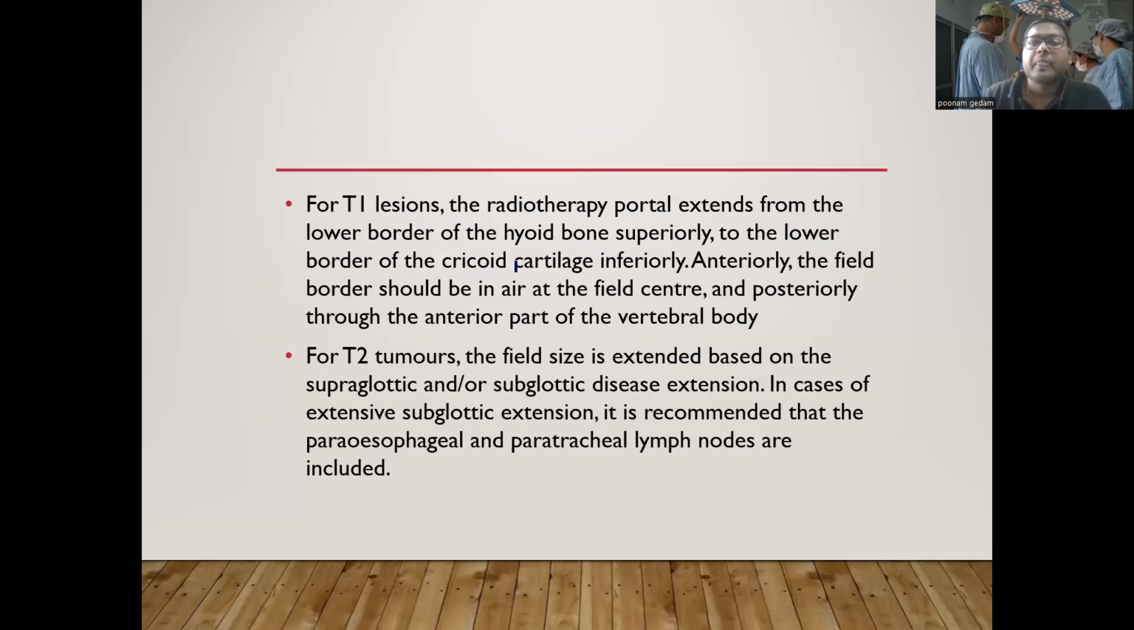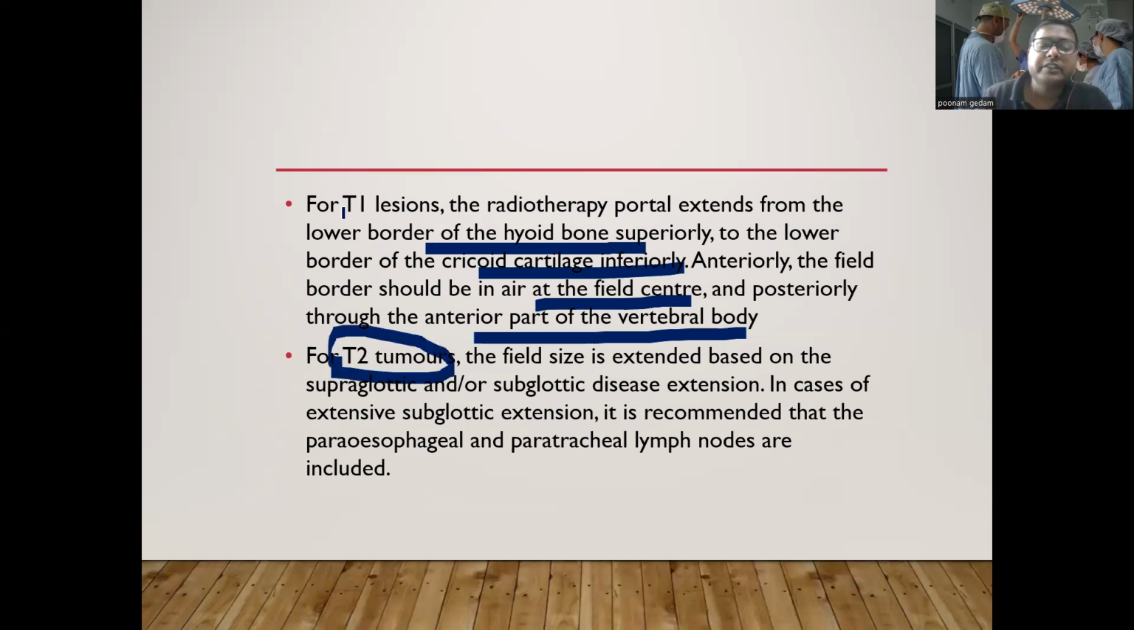For T1 lesion, the radiotherapy portal spreads from the lower border of hyoid bone superiorly to the lower border of cricoid inferiorly. Anteriorly, the field border should be in air at the field center, and posteriorly through the anterior part of the vertebral body. So for T1, our radiotherapy portal goes superiorly to the hyoid, inferiorly to the cricoid cartilage, anteriorly air at the field center, and posteriorly to the anterior body of the vertebral body.